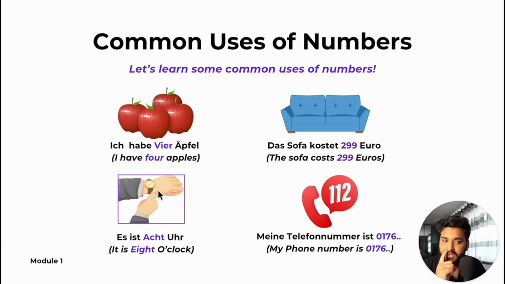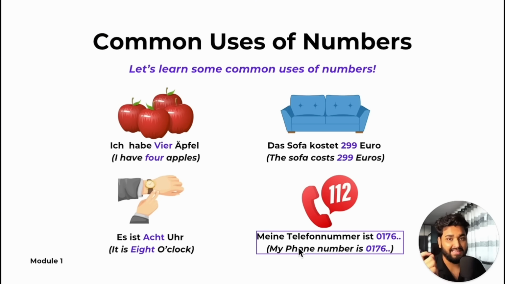So how do you say it's 8 o'clock? You will say just es ist 8 Uhr. Es ist 8 Uhr. Yeah. And the next one is a common one. How do you say your phone number in German? You will say meine Telefonnummer ist, and then 0176. What's your number? Yeah, you got the point. What you can do is try to say the numbers you will say in day-to-day life, like telling someone your address or your phone number, or if you're telling some numbers to your parents, just say it in German, yeah, so that you will practice and exercise in your day-to-day life.